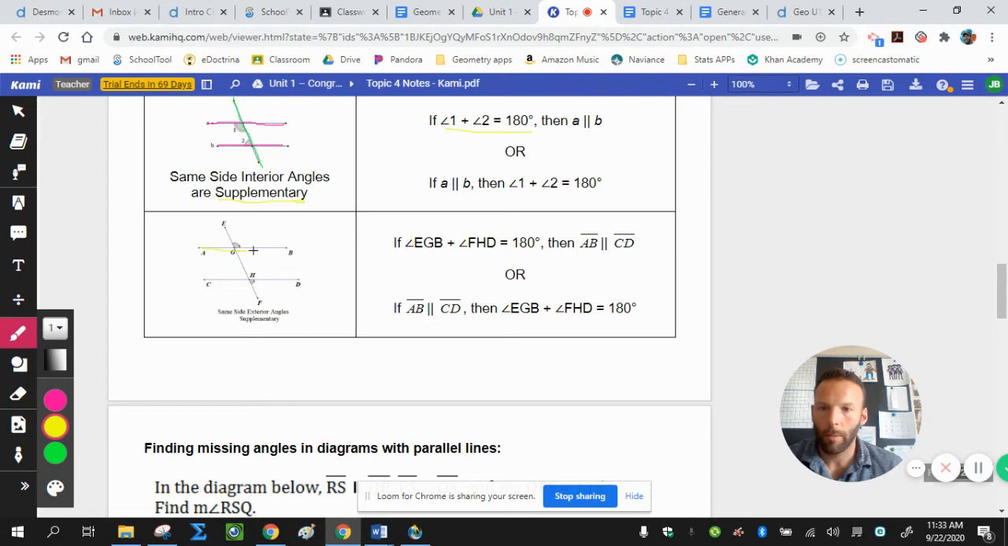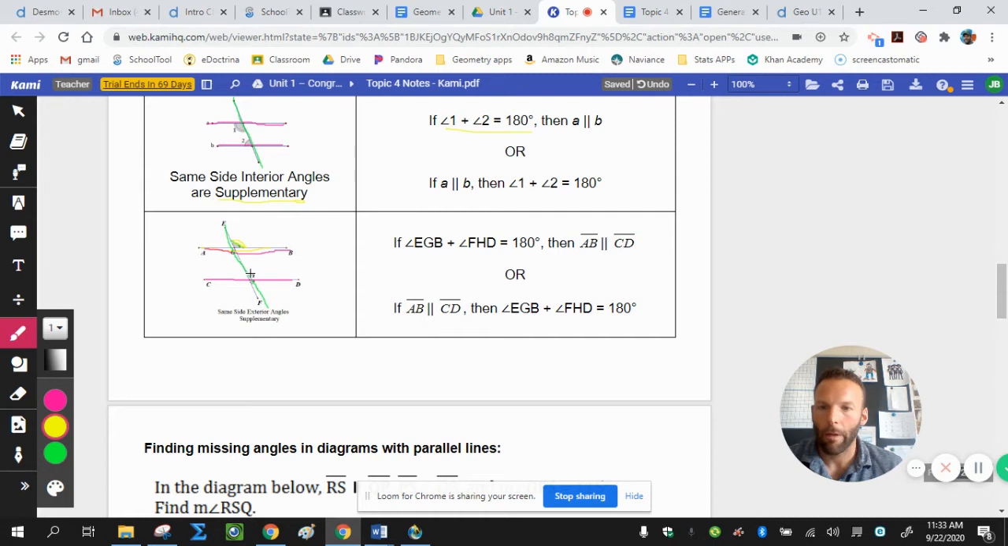Here's where your lines are parallel. Oh, wrong color, let me get the pink color. There's your lines that are parallel, right? Here's the transversal. Okay, this time you have an angle EGB up here. Click on that one. EGB is up here, right?